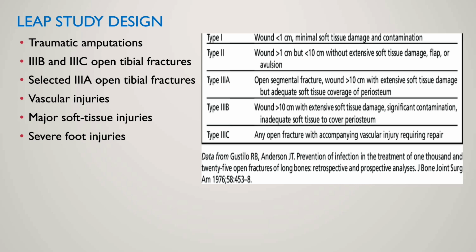In 3B, it is more than 10, exactly same, but with significant contamination and inadequate soft tissue coverage. So these are the two, contamination and inadequate. And 3C is when there is vascular injury. If there is a vascular injury and it is type 1, it becomes straightway 3C. So this classification, Gustilo and Anderson, is again used across the world for any open fracture classification.